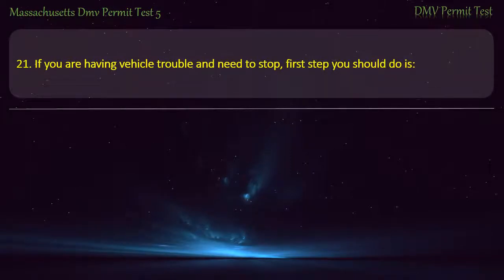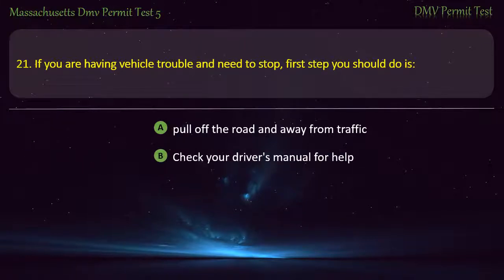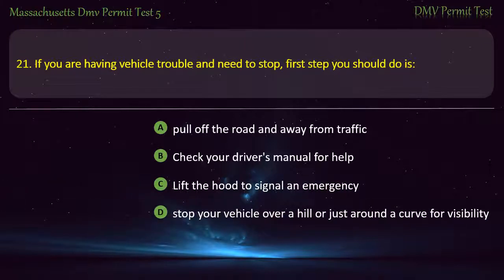Question 21. If you are having vehicle trouble and need to stop, the first step you should do is pull off the road and away from traffic. Check your driver's manual for help. Lift the hood to signal an emergency. Stop your vehicle over a hill or just around a curve for visibility. Answer: Pull off the road and away from traffic.